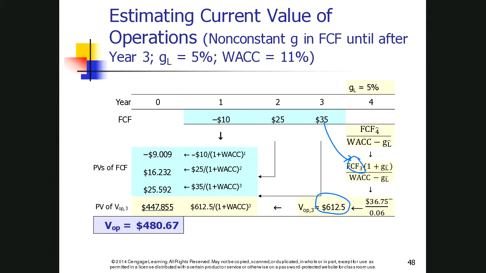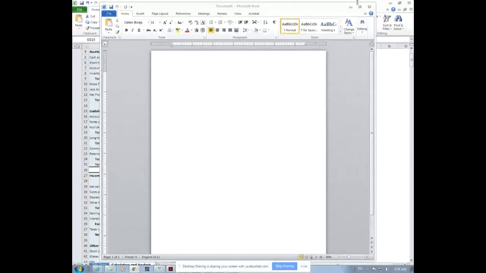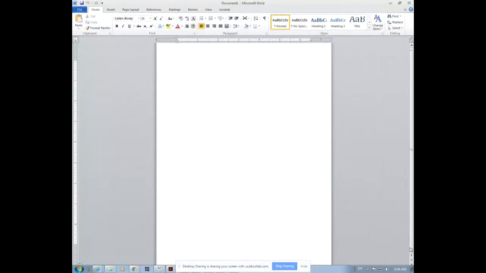Okay. Then you take that and add it on to 35. The second year is 20. The first year is negative 10. So if we put it in the calculator real quick, let me share the application here. Okay. Make it a little bigger.